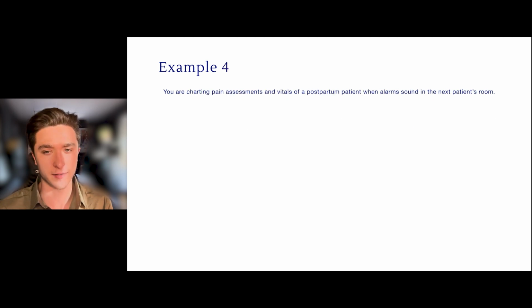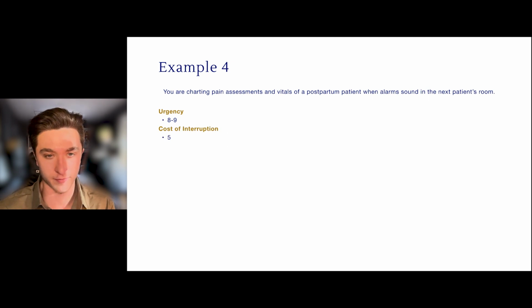But let's say instead of that dressing change, you are charting a patient assessment and vital signs of a postpartum patient when those same alarms go off, right? So a different primary task. Urgency is going to stay the same, but cost is way lower at about a 5. Sorry, relatedness, you're still at a 1. Cases where multitasking is actually feasible and viable are very few and far between, as you're seeing in these examples. Once again, no larger process is at play here, just the charting task.